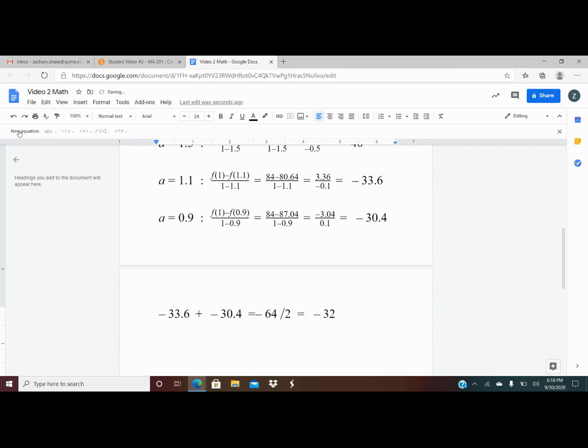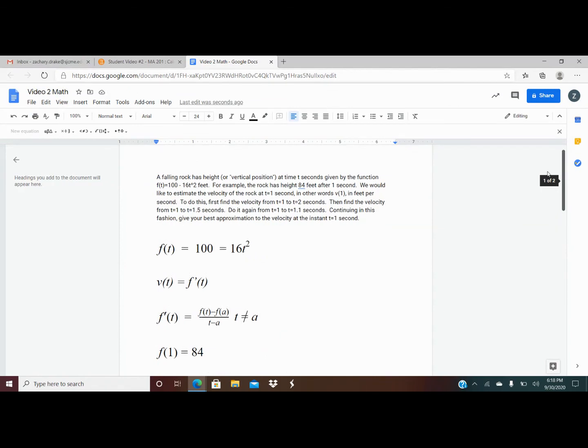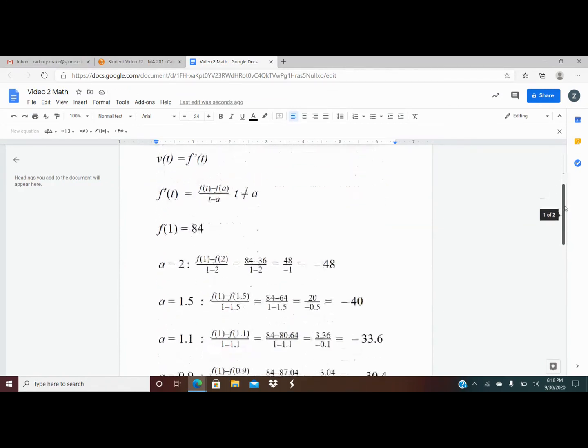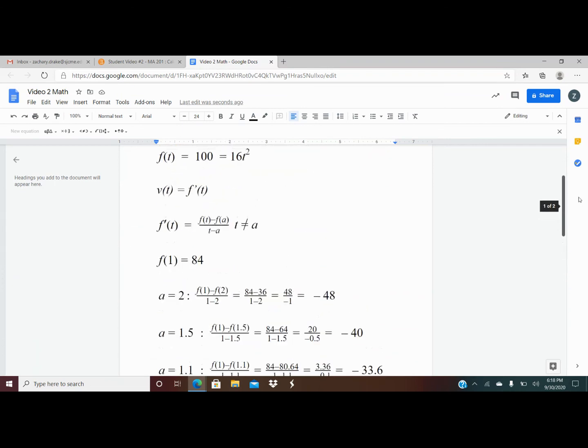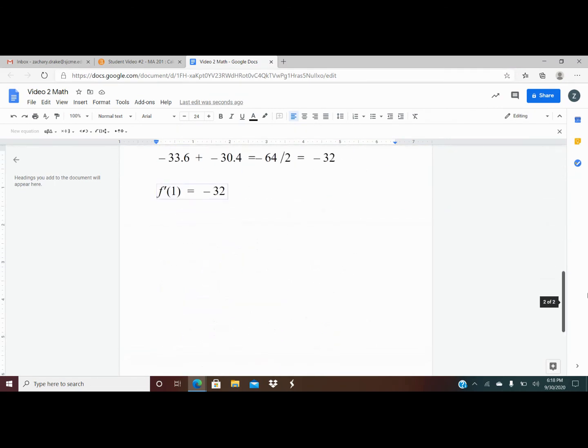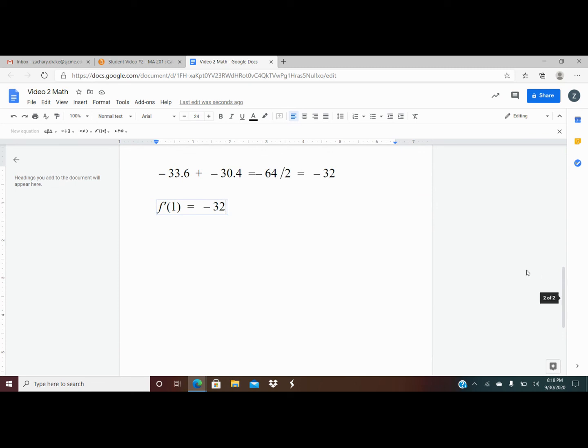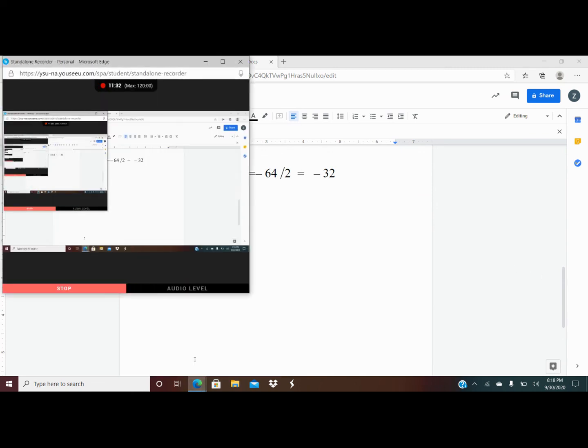So based on this, we can come to the following conclusion: f prime of 1 equals negative 32. And that's our answer. The rock is at a velocity of negative 32 feet per second as it's going downwards. So that's the answer, and I hope that covers things for you.